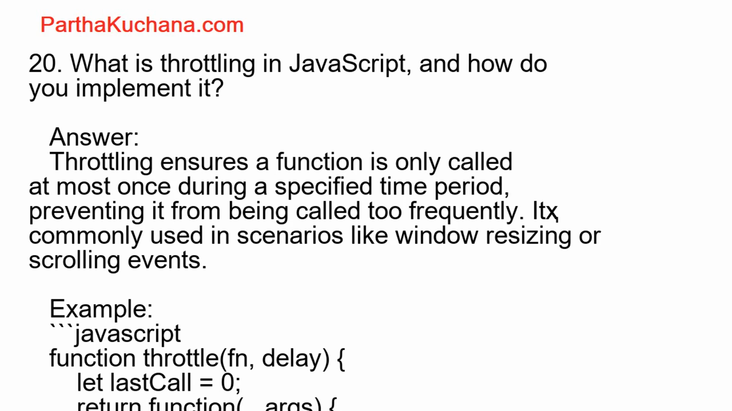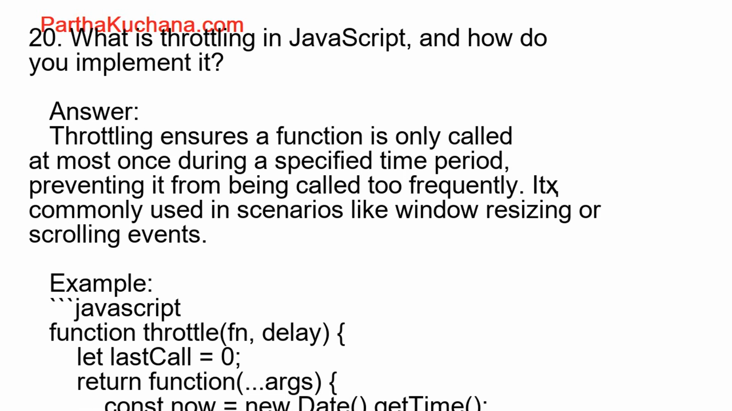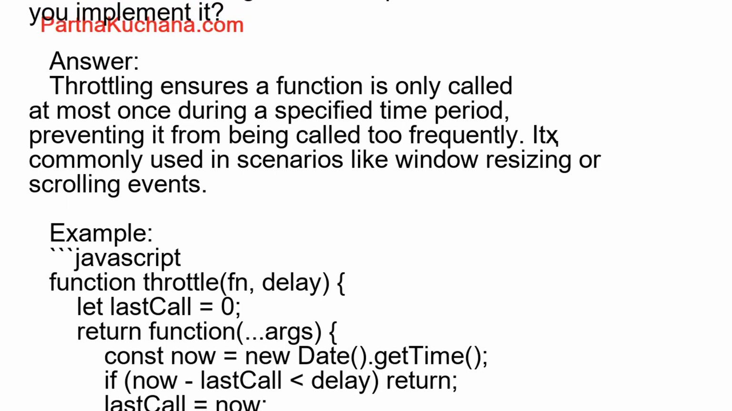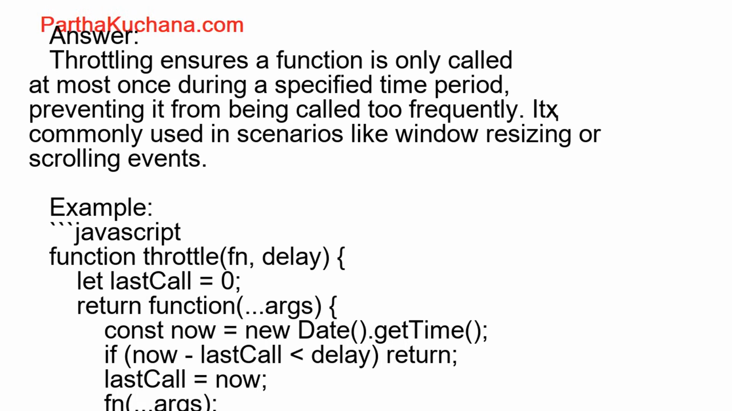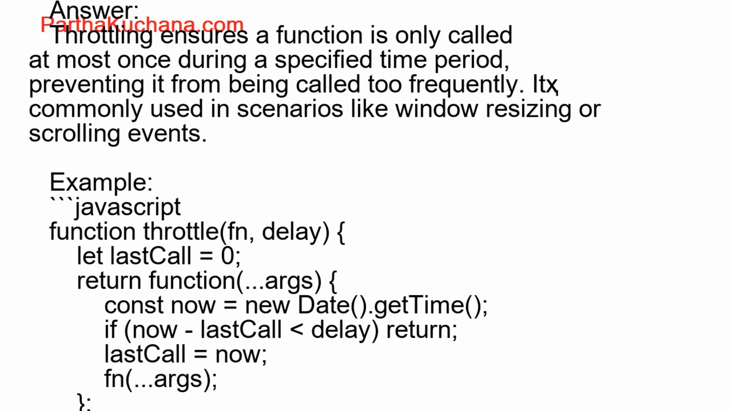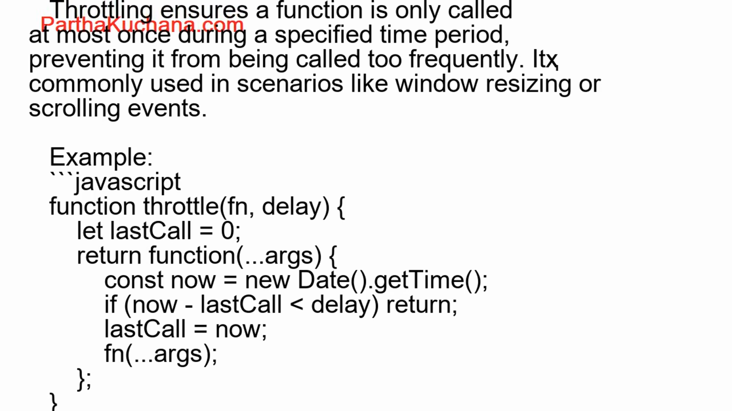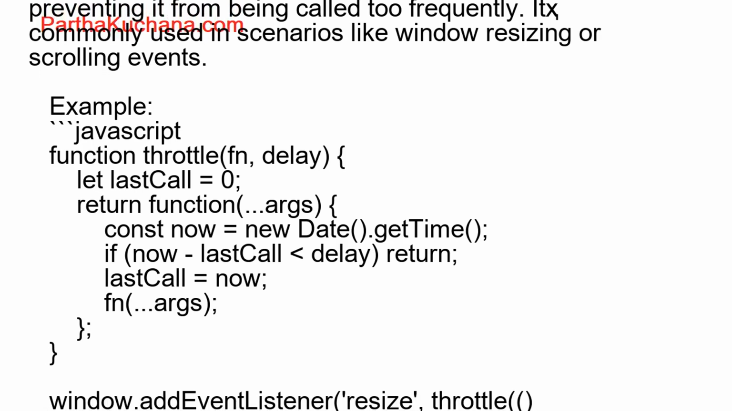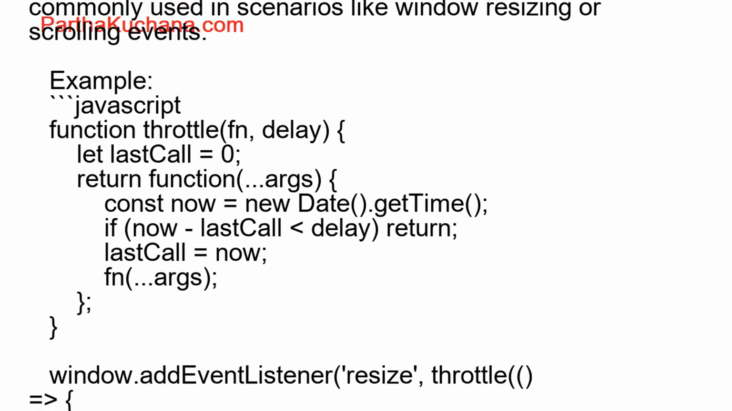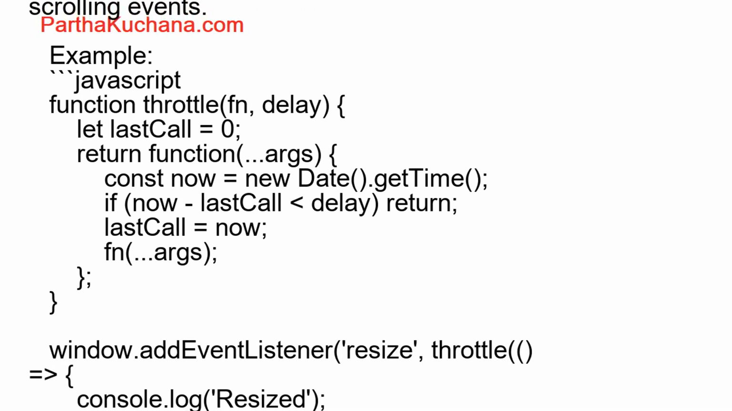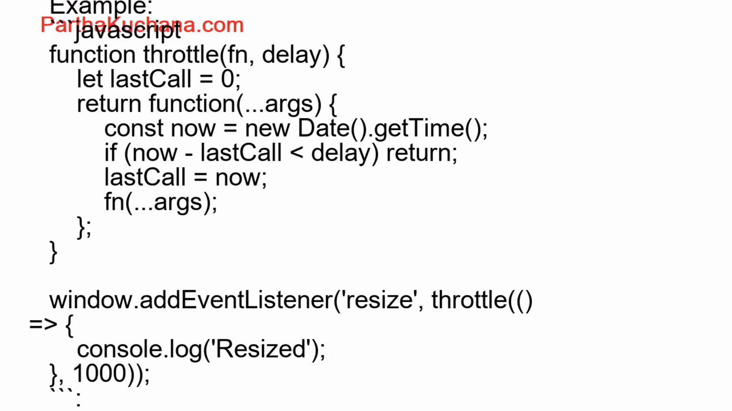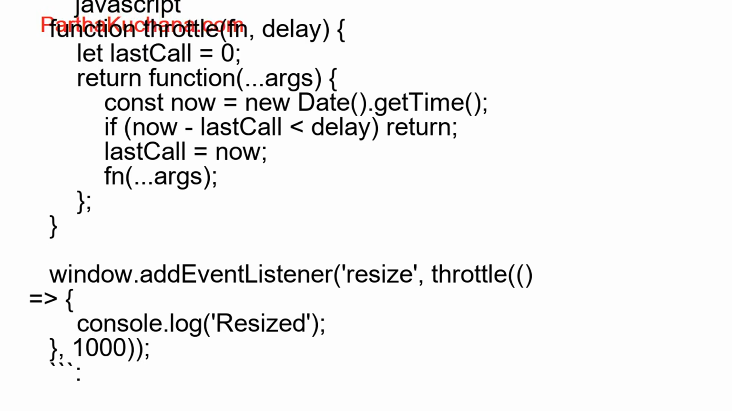23. What is the difference between synchronous and asynchronous code in JavaScript? Answer. Synchronous code is executed line by line, and each operation must complete before the next one starts. Asynchronous code, on the other hand, allows other operations to execute while waiting for a time-consuming task, like I/O operations, to finish. Asynchronous operations can be achieved using callbacks, promises, or async/await.